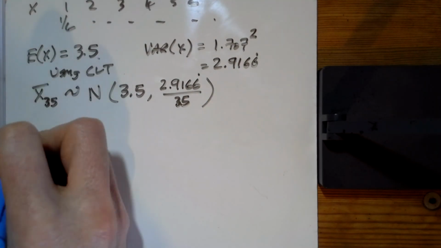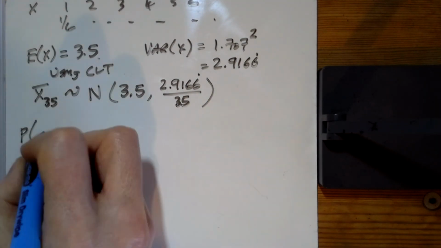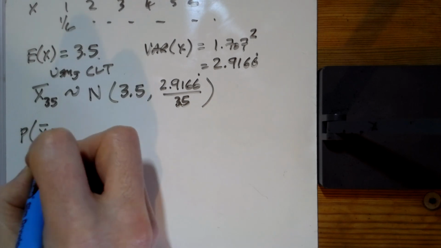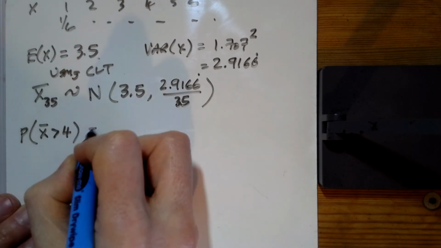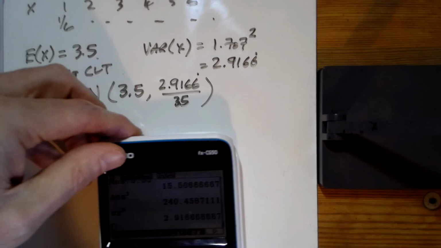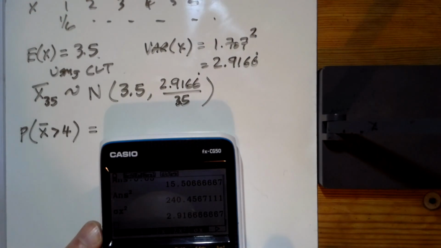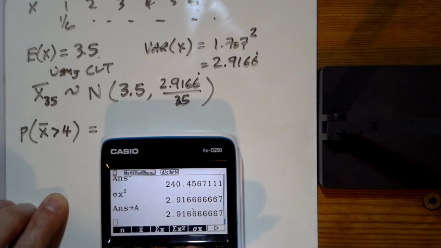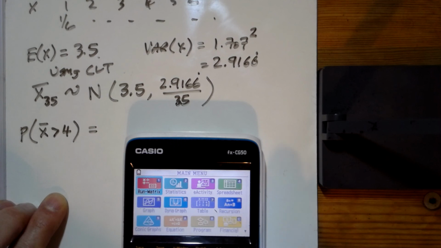Find the probability that the mean of the scores is more than 4. Find the probability that X bar is greater than 4 for all of that. So we've got that there. Shall we store that in a letter to bring it back up later when we need it?